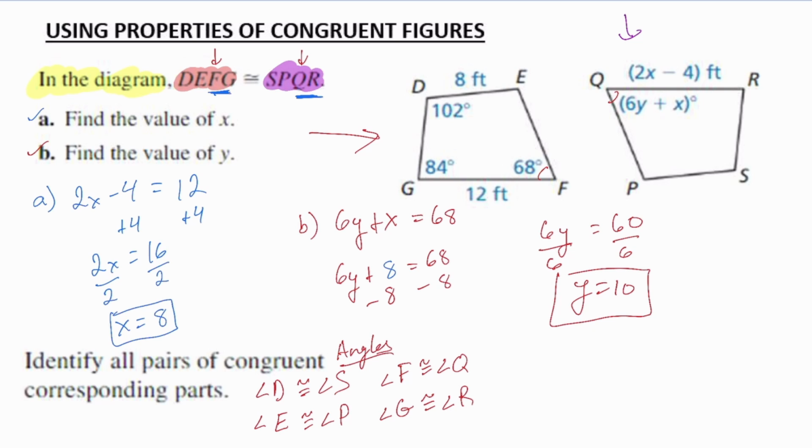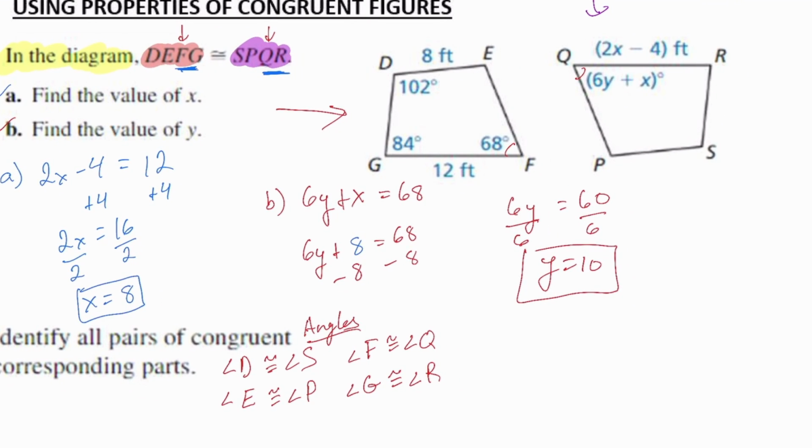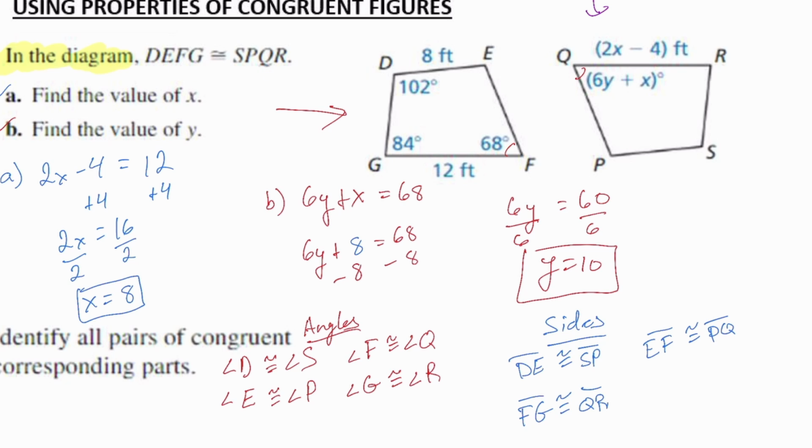Next, we want to use our side lengths. So I'm going to slide over just a little bit, give myself some space. For our sides, which we'll do in blue here, DE is going to be one of my sides. It'll be congruent to SP, so the first and second here. So we can say that DE is congruent to SP. I can then go to EF is congruent to PQ. Next, I can use FG as congruent to QR. And finally, if I wrap around, I have GD is congruent to RS.